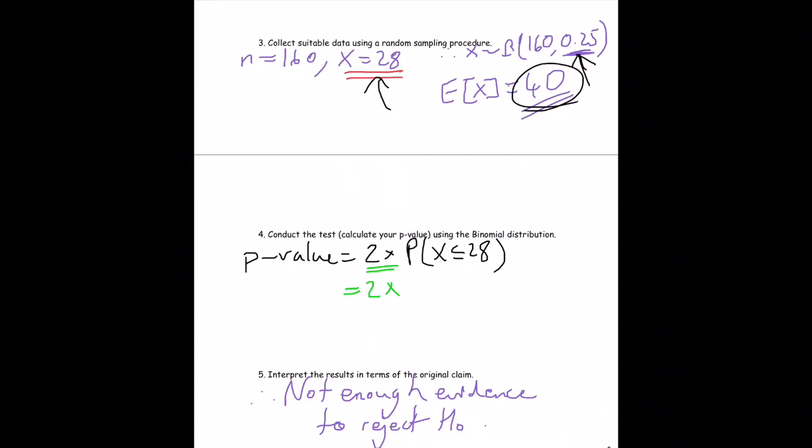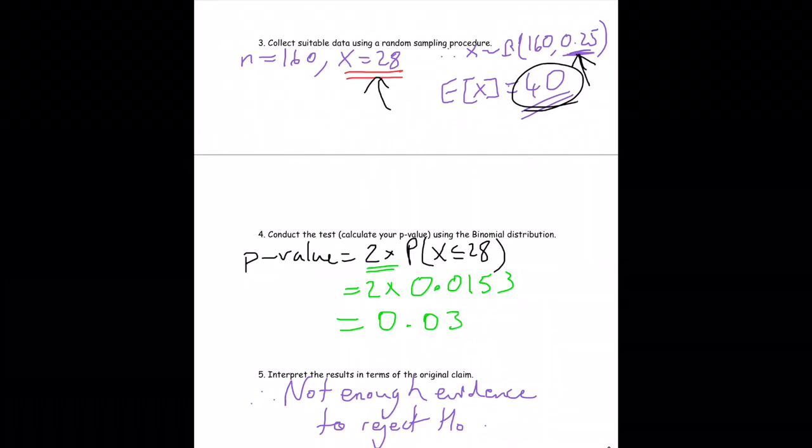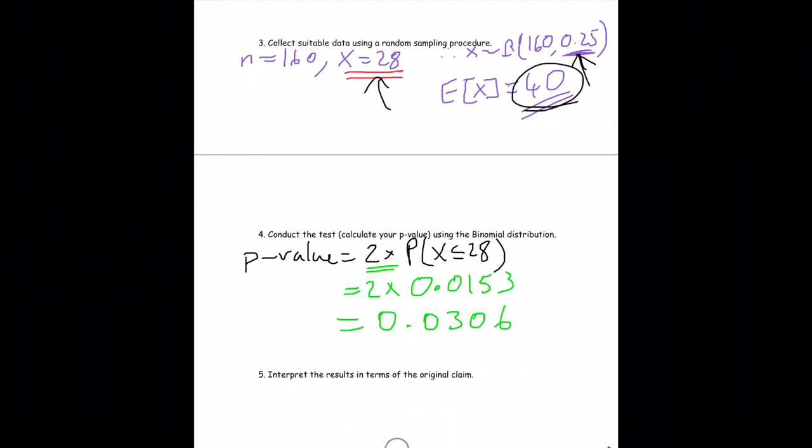0.08, and that comes out as 0.0153. So I times that by 2 again because it's not equal to in my alternative hypothesis. It could quite easily have been more than 40 people. I didn't know at the start. Well, that's only a 3% chance. Only a 3% chance of that happening. That's small. 28 is a lot lower than 25% of people. 28 out of 160 is a lot lower.